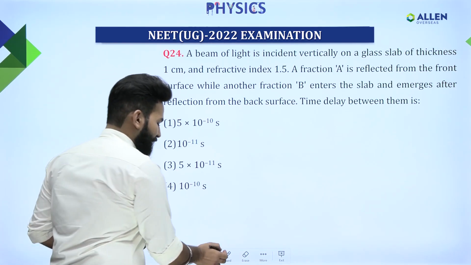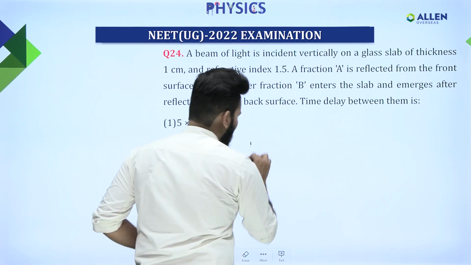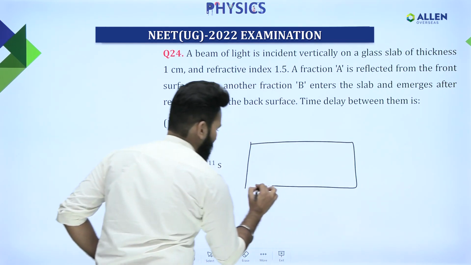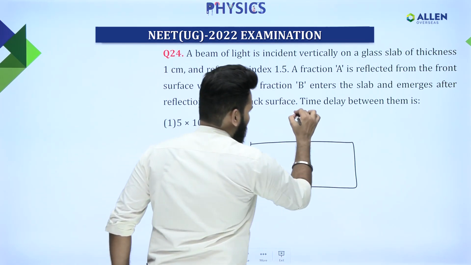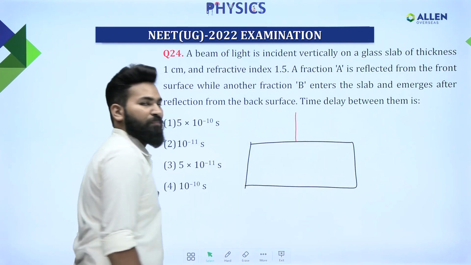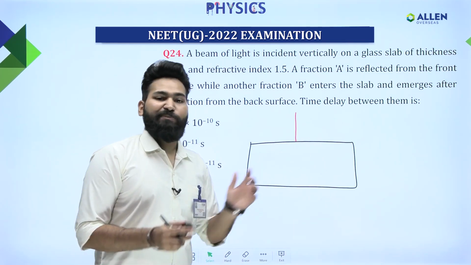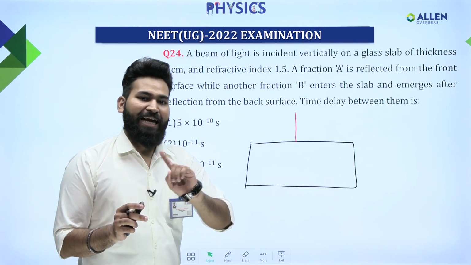So basically the question is saying something like this, that we have a glass slab like this, and light is incident on this glass slab vertically. That means in this way. So this light has been split into 2 fractions, A and B.